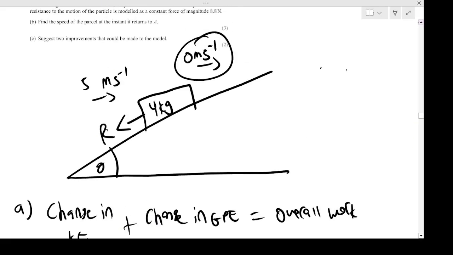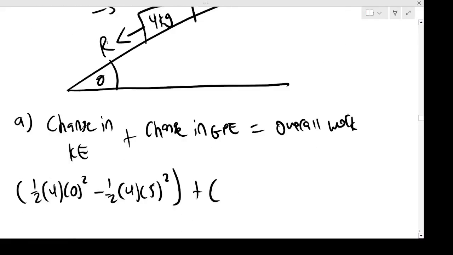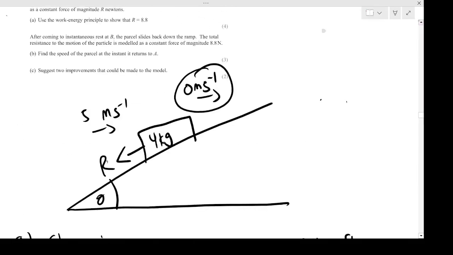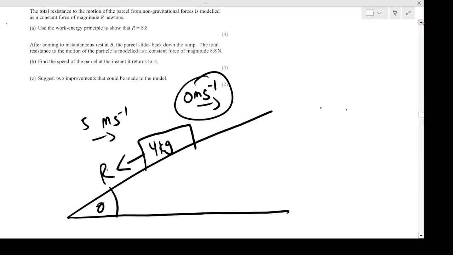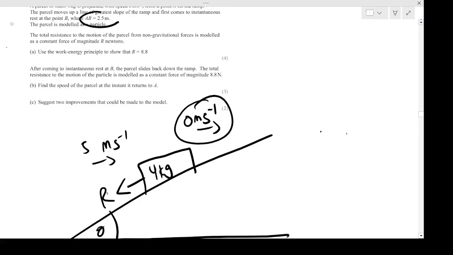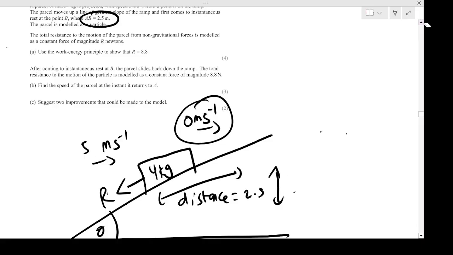And then my change in GPE. So again, that's going to be mgh. My mass is 4 times 9.8 for g, then my height h. Now I need to work out the height. I am told the actual distance travelled up is 2.5. So my distance up the slope is 2.5, but indeed, I want the actual vertical height here. So I'm going to work that out by this triangle here.